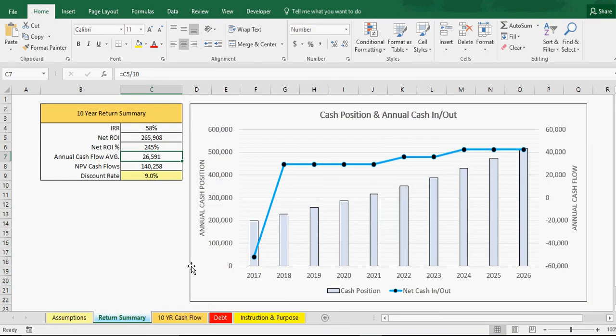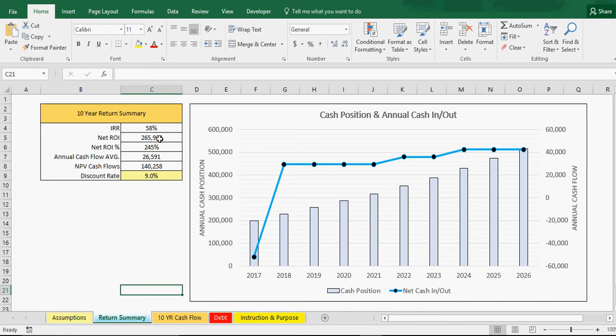Then we have our return summary, which is going to show you some interesting things. Number one is IRR, which is a measure of time and return. So basically, the higher the better on this. If you're not really familiar with financial terms, you want that to be high. Typically, a good investment's around 20%, or an ideal investment.